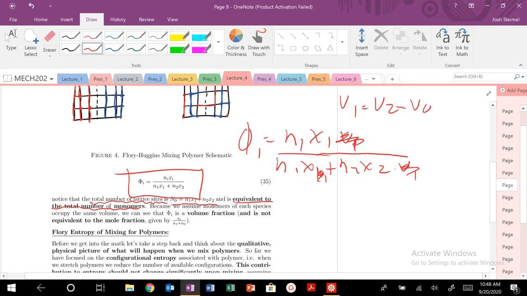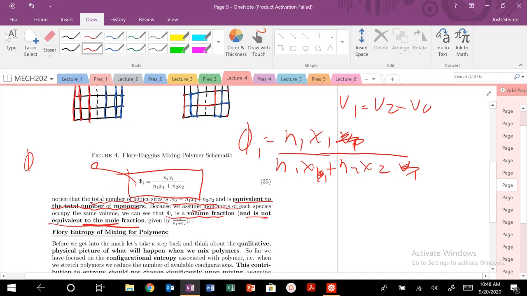So that is a key distinction. We're going to see that in just a second. We assume that the monomers of these species occupy the same volume. So phi1 is a volume fraction. Previously for Bragg-Williams, this was both the volume fraction and equal to the mole fraction. But for polymers, this is only equivalent to a volume fraction. It is not a mole fraction here.